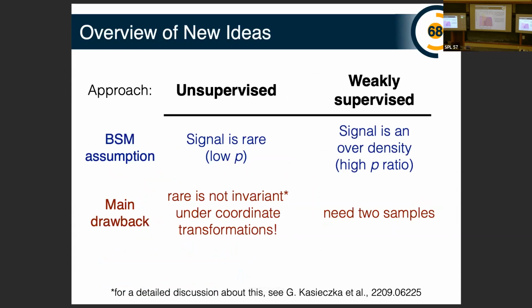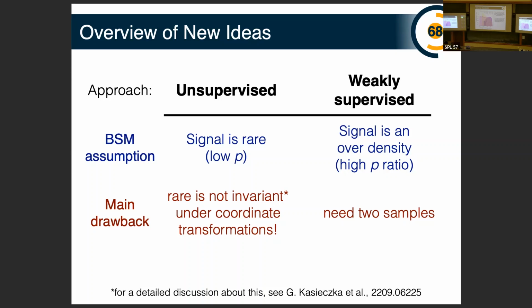So now let me just summarize. We have unsupervised, no labels, and weakly supervised, noisy labels. The assumption of the physics is that unsupervised methods assume that the new physics is rare, low density, whereas the weakly supervised methods assume that the signal is an overdensity, so a high likelihood ratio. Now, the main drawback is that rare is not coordinate invariant. If I change to a different coordinate system, the density changes by a Jacobian factor, so this depends on what you mean by rare, or what your coordinate system is. Whereas likelihood ratios are invariant under coordinate transformations, but they require having two samples.